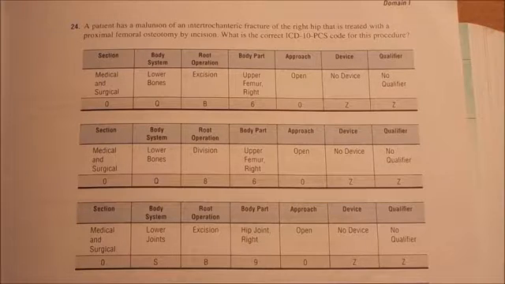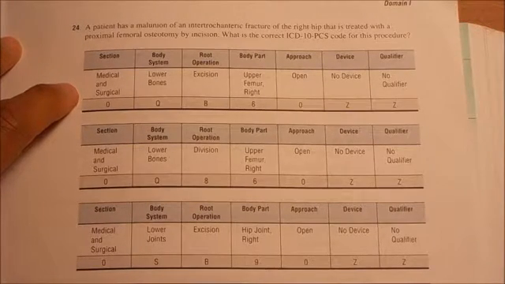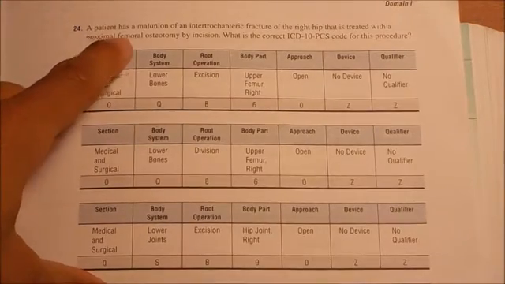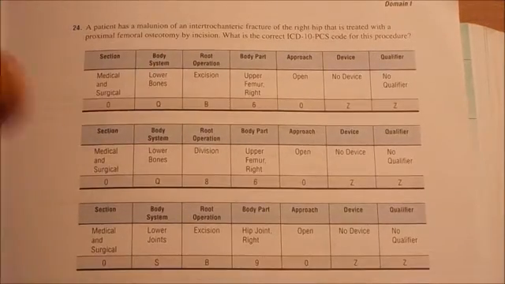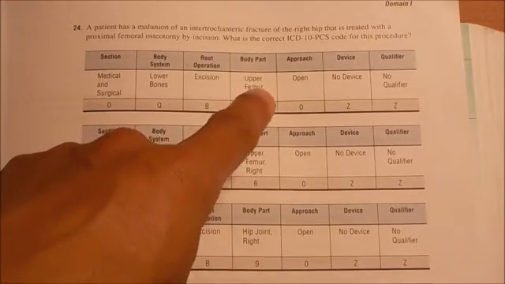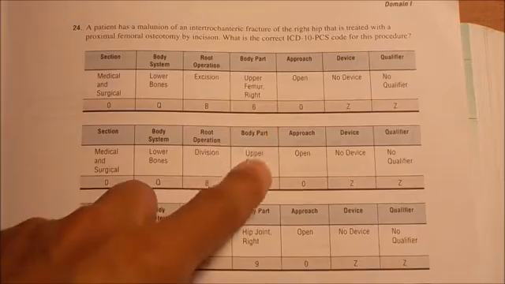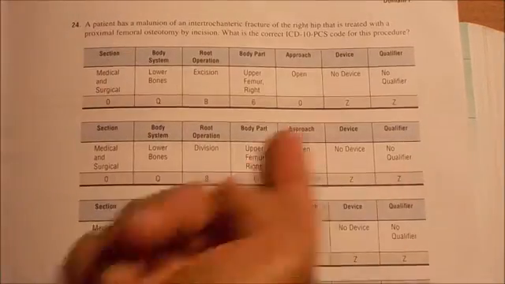Now, similarly, if you understand just from reading comprehension and the general purpose of the PCS system, you aren't coding where the fracture was. You're coding the procedure, and the procedure was a proximal femoral osteotomy. So you know from the body part, you're not going to code the hip joint right. You're going to code the upper femur right. And I probably should have said that first as we're working from right to left.